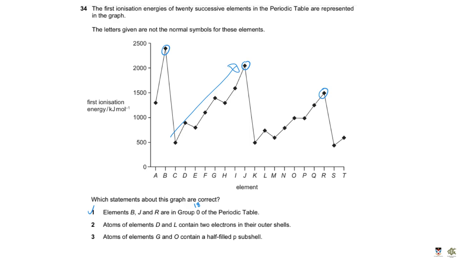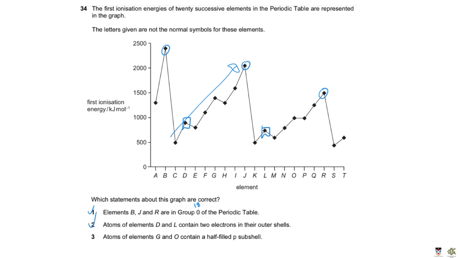Elements D and L contain 2 electrons in their outer shells. So D is that one and L is that one. That's also correct because this element here will have only 1 electron in its outer shell. As we drop down from there to there, we're going into a next energy shell or energy level. So this is the first electron, second electron. And we also have this little dip because we then go into the P sublevel. So this would be 2 electrons in the S sublevel. Same here, 1, 2. So that is also correct.